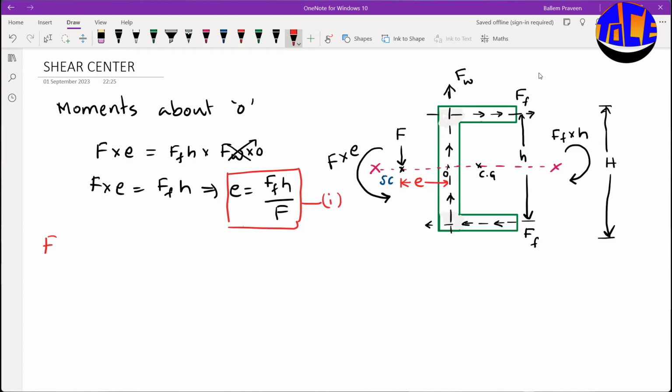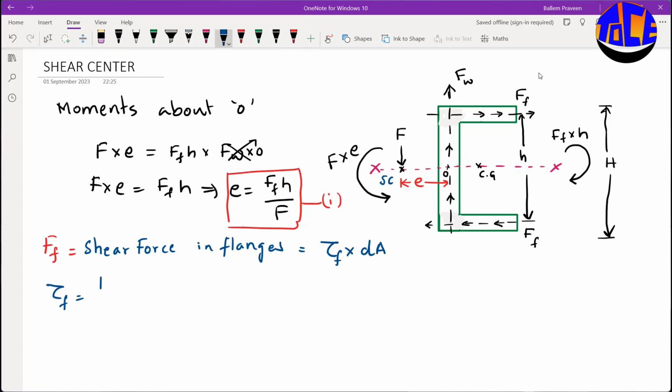And what is FF? FF is nothing but the shear force in the flanges. We can find this shear force by multiplying the shear stress with the area of the flange. Firstly, let us try to find out the shear stress in the flanges. This is the shear stress in flanges, that is tau f.